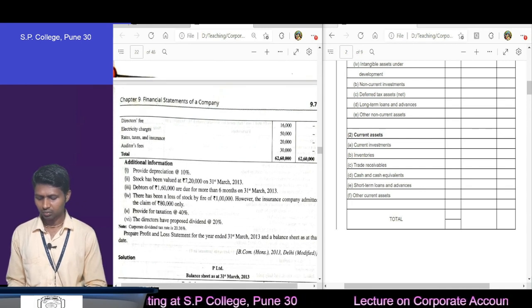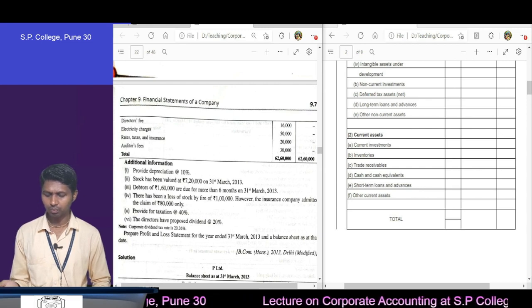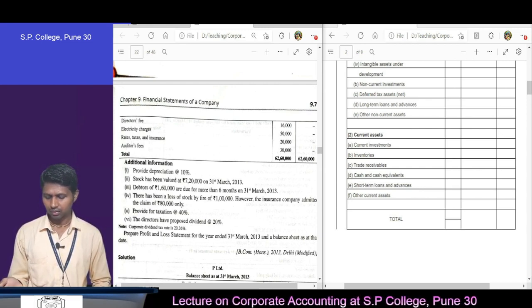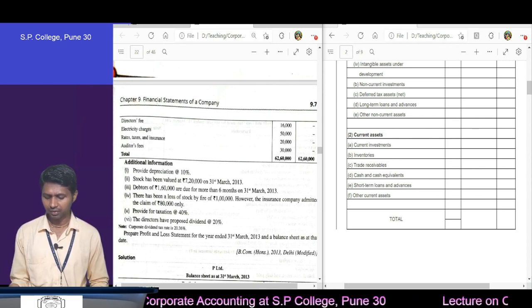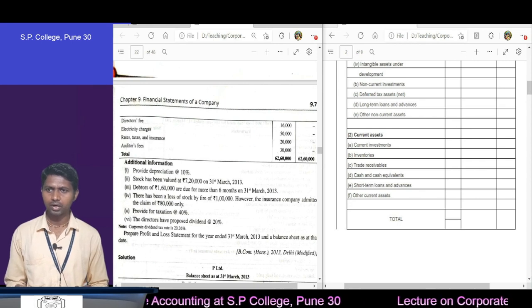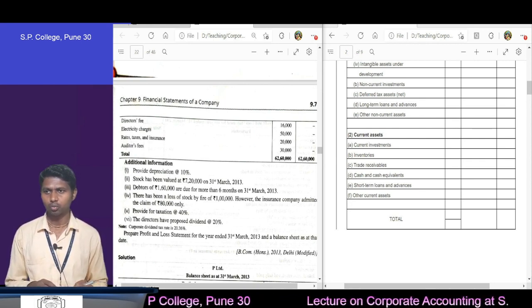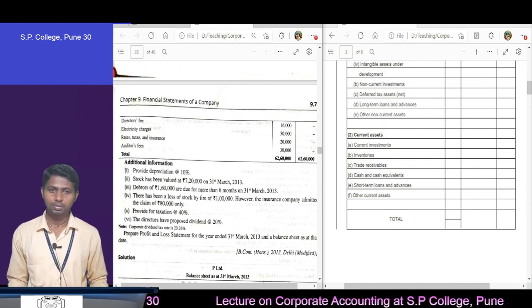Then for debtors, this is the information about the debtors. They are saying some debtors are due for more than 6 months and some debtors are due for less than 6 months. Correct. A 6 months bifurcation they have given. You just are required to show how many debtors are more than 6 months and how many are less than 6 months. Okay, and then after that we have loss by fire adjustment.